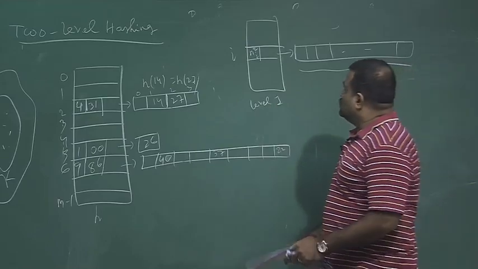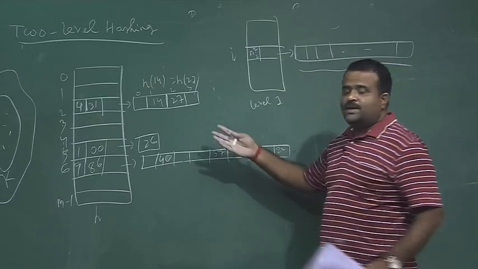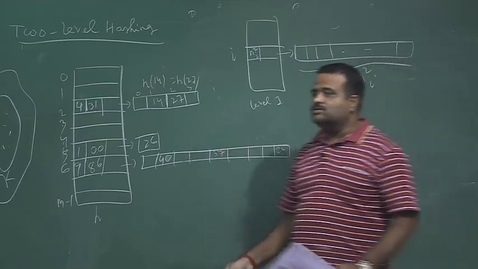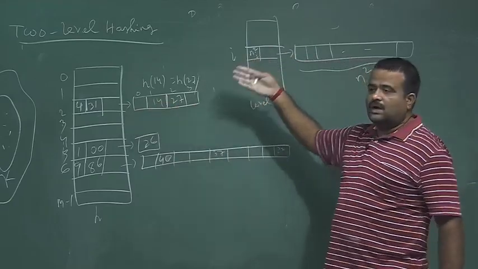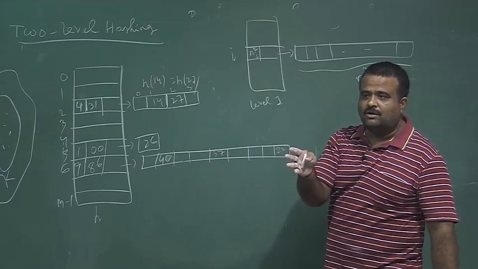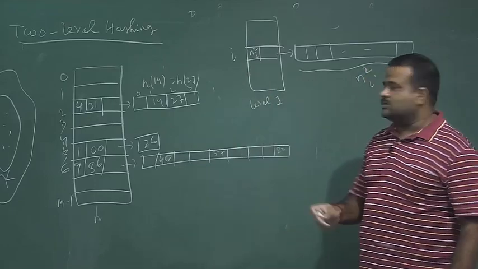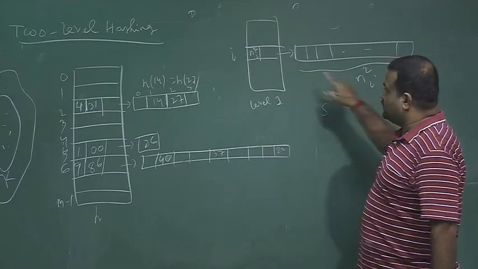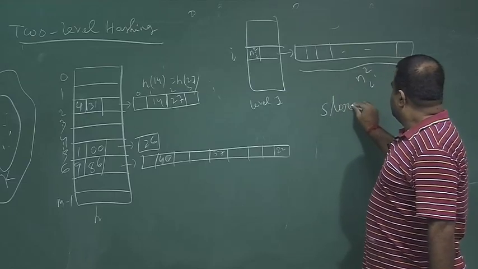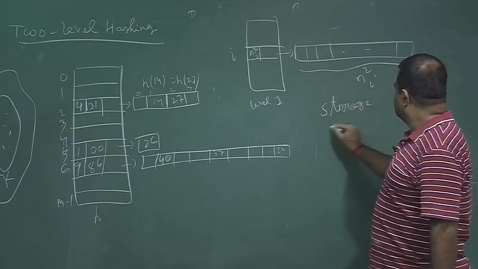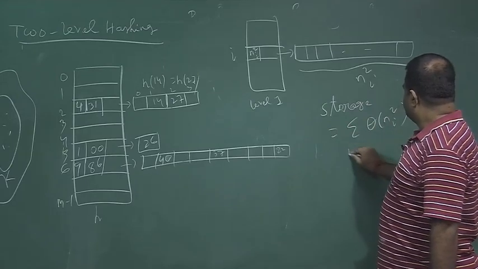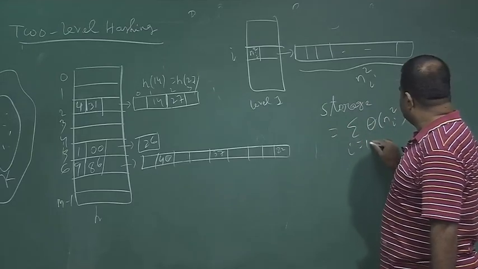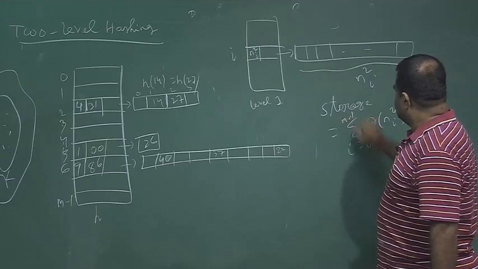Okay. Now the question is, intuitively it may look like we are using so much storage, because if ni is the number of keys colliding in the ith slot, we take ni square. So what is the storage for the second level? The storage is basically the sum of ni square, for i equal to 0 to m minus 1.